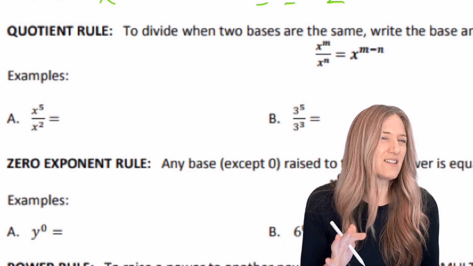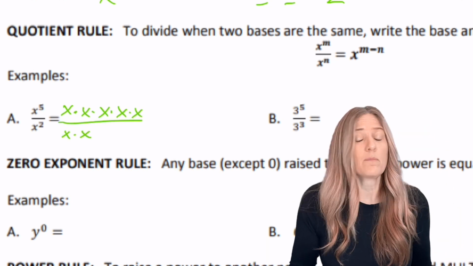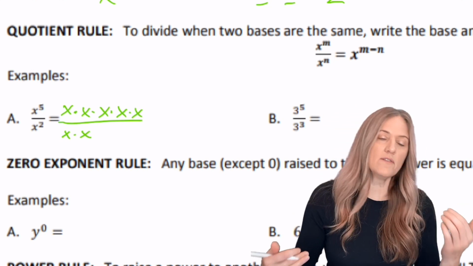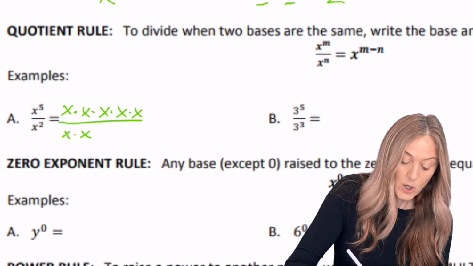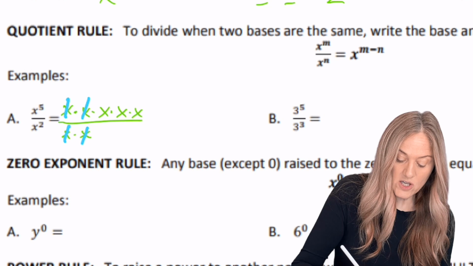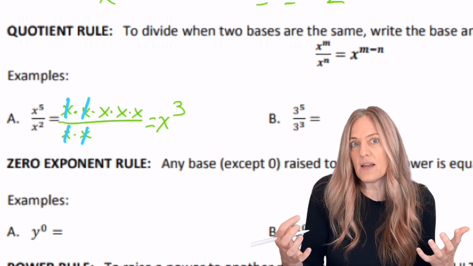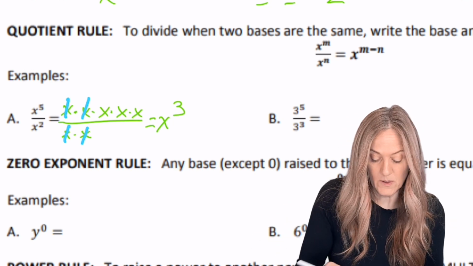We could also look at this a little bit more explicitly. Like, why does this work? Because x to the 5th is x times x times x times x times x divided by x squared, so divided by x times x. We can divide out 2 of those x's, and we're left with x cubed. So that's kind of why this property works, but let's keep in mind that it's not math magic, right? We do subtract 5 minus 2 and get 3.